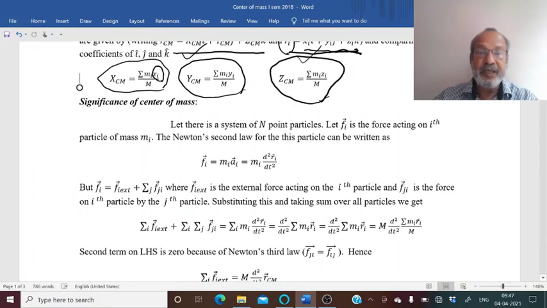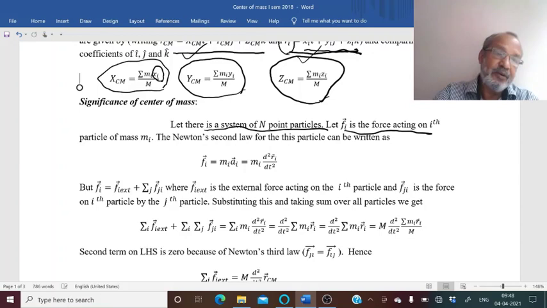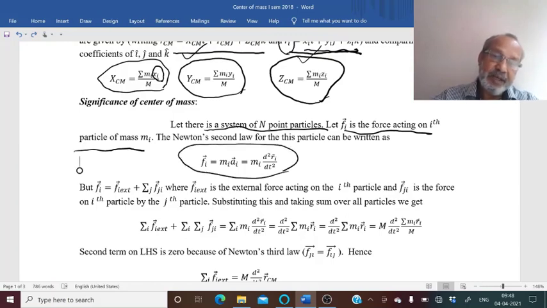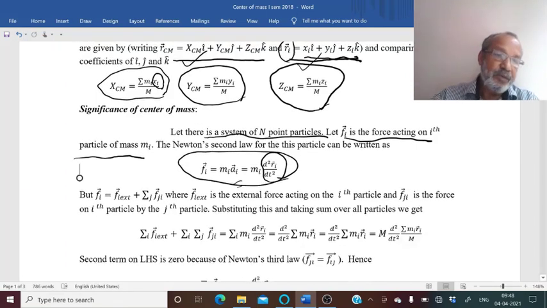I already told you that it is the effective center of a system of particles, but let us see what is meant by this effective center of system of particles. For that we consider a system of n particles, and suppose Fi is the force acting on the ith particle having mass mi, then its Newton's equation F is equal to ma can be written in this manner. Force on ith particle is mass into its acceleration ai, and ai may be written as a second derivative of position vector. Now this force acting on ith particle can be split into two.